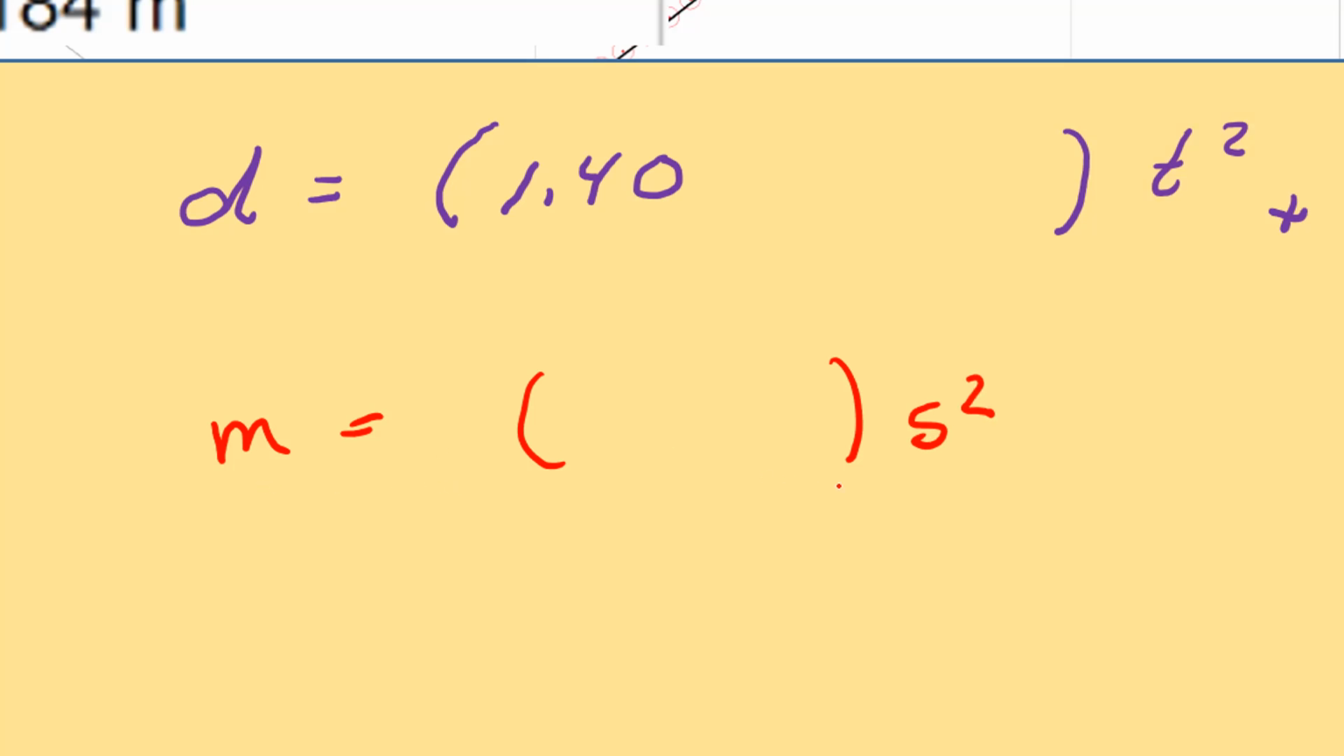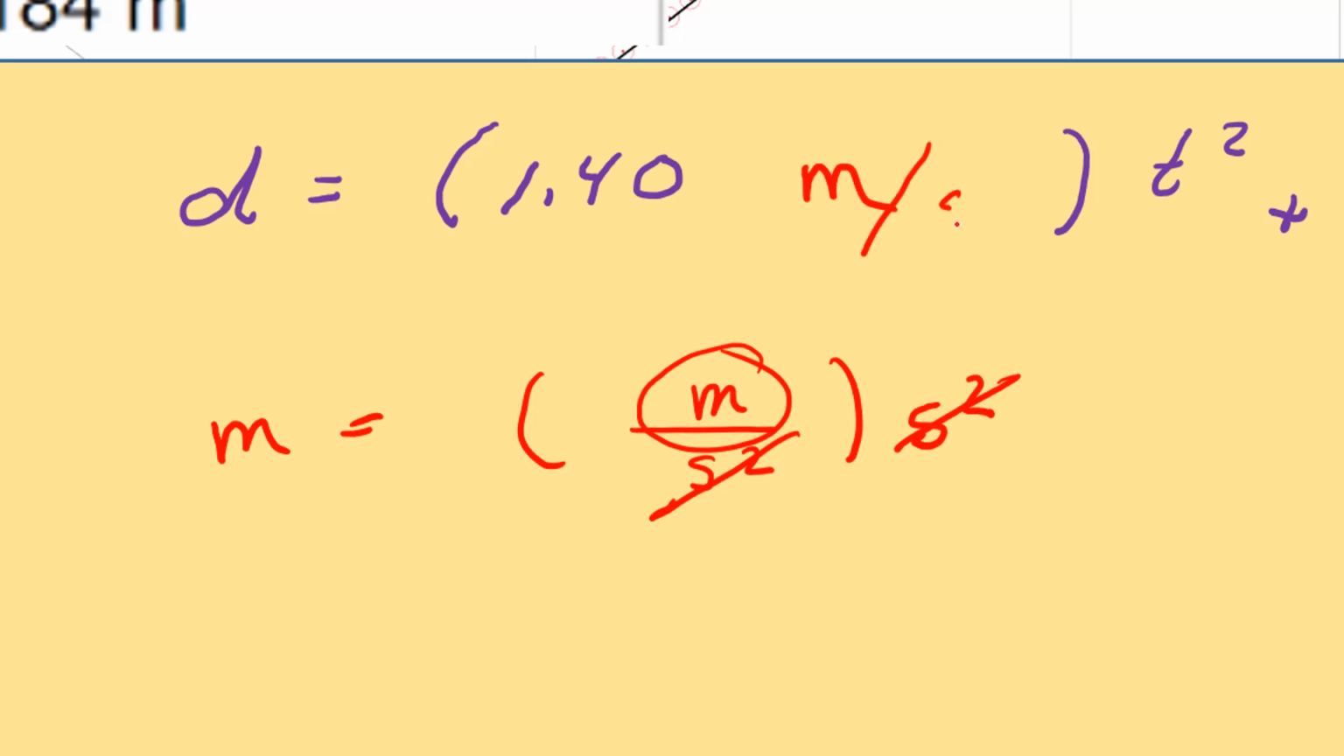So what unit do we multiply by seconds squared to get meters? Well, we'd put seconds squared on the bottom, and we'd have to put meters on the top. And these would cancel out, and that would leave us with meters. That means the label, or the unit for that number, must be meters per second squared.